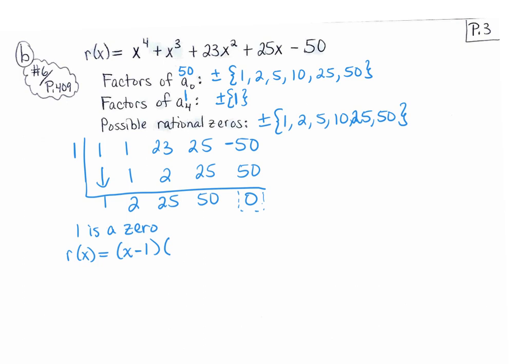Yeah, but you skipped 1. Oh, I thought it was right. Okay, we just don't like 1 today at all. So what? x cubed plus 2x squared plus 25x plus 50. Excellent. So you used these coefficients to write your remaining polynomial. We good?